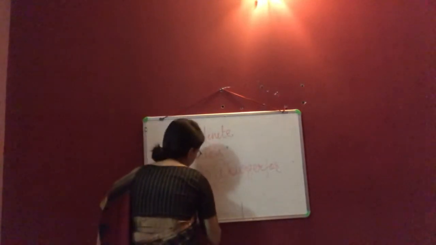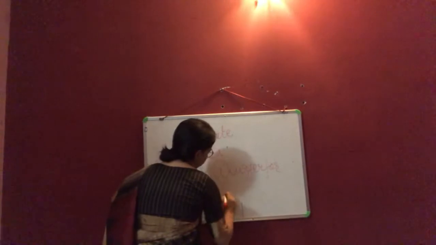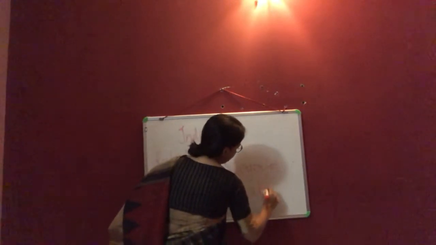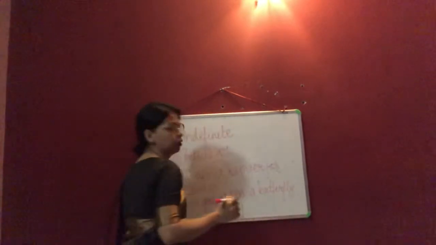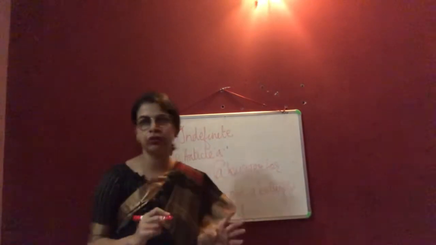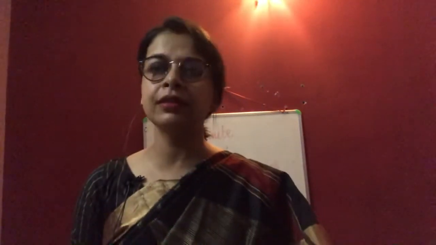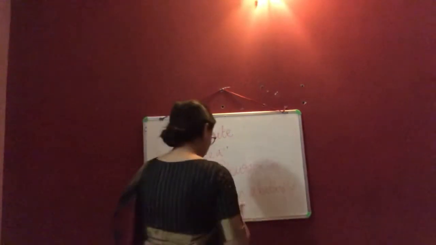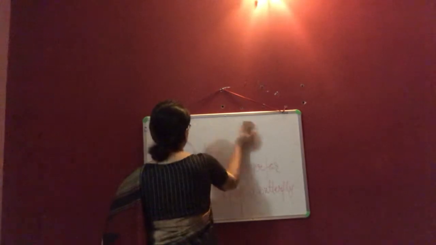For example, a girl, a pen, a butterfly. And have you noticed something, children? These are all singular. You cannot say a butterflies, a pens, or a pencils. These are all coming in front of singular nouns. Now, what about an? Let me erase the board.